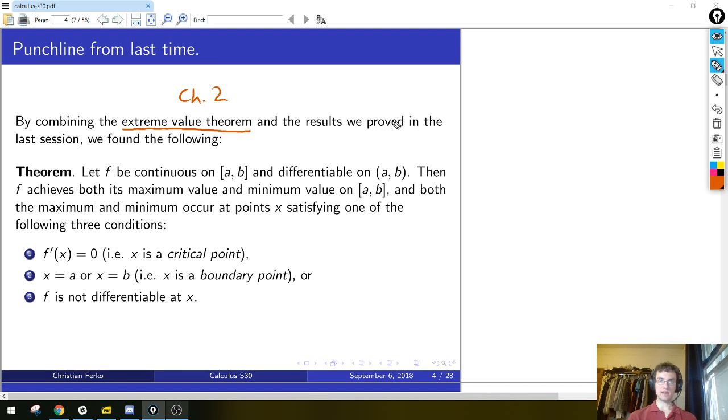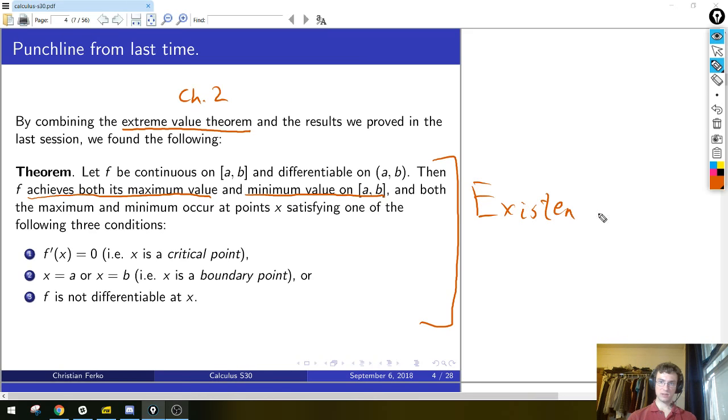And then we split up points into 3 classes last time, and we proved that the max and min have to occur at one of those. So logically, you need both of these. You need to know the max and min are achieved, and then you need to know the types of points at which those max and min occur, and then you can combine them to get the more powerful theorem, which tells you that if f is continuous on the closed interval [a,b] and differentiable on the open interval (a,b), then it definitely hits both its max and its min. You know they're achieved, so we're guaranteed that they exist.